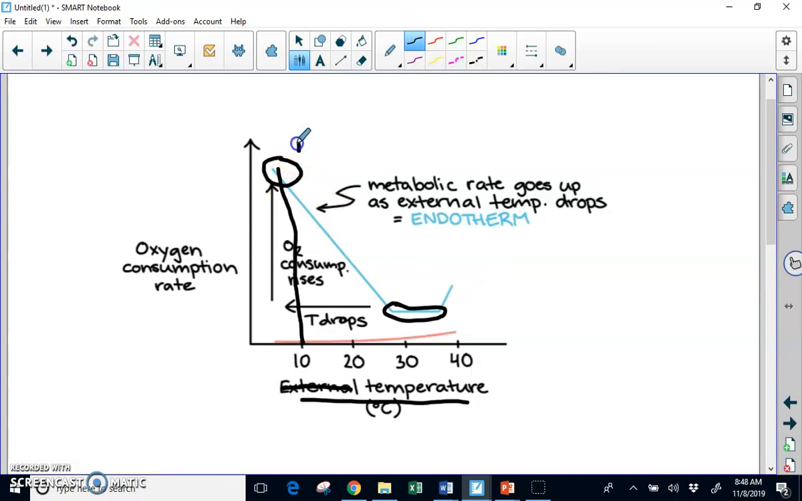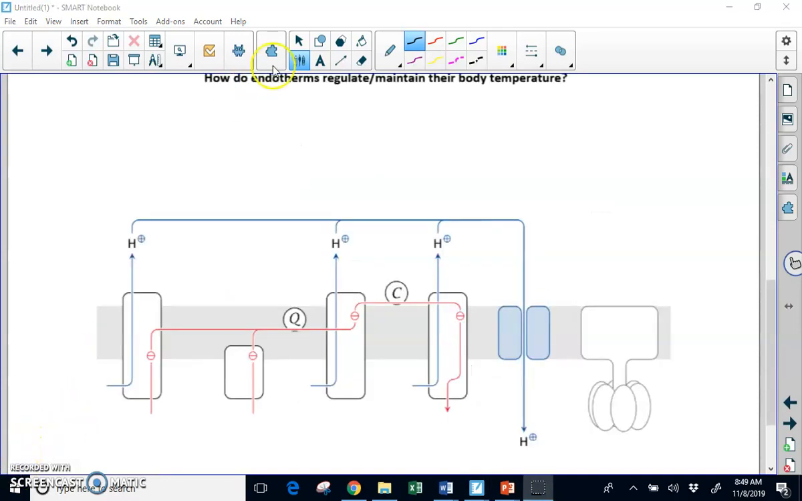But the most important part of the graph is this part, which you see at cold temperatures. We increase respiration to release heat to maintain our body temperature, and as the temperature gets warmer and warmer, we don't need as much heat from respiration to maintain our body temperature. Now we're going to talk about specific ways that endotherms regulate their body temperature, besides just increasing their metabolic rate or doing respiration faster.